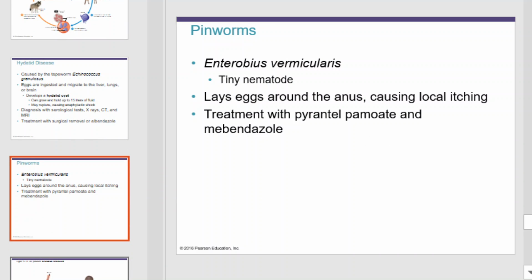Pinworms. Enterobius vermicularis cause pinworm infections. These are tiny nematode or roundworms who lay their eggs around the anus, causing local itching. Treatment with pyrantel pamoate and mebendazole is common.